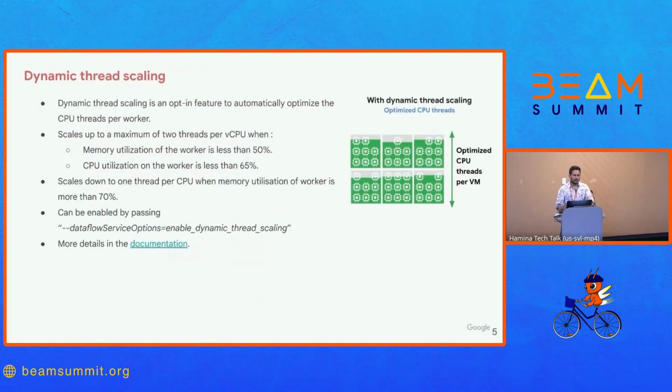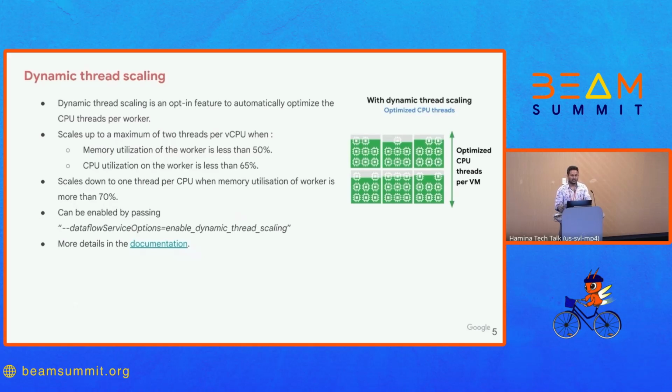That introduces me to dynamic thread scaling, a Dataflow opt-in feature which will help you dynamically optimize the number of threads per worker. So it tries to increase the efficiency of the workers. When a worker's memory utilization is less than 50% and the CPU utilization is less than 65%, Dataflow will automatically adjust the number of threads from 1 to 2. It's basically doubling it. For the past example of a 4-core machine, it is going to run 8 threads per worker. Ideally 4, now it's 8.